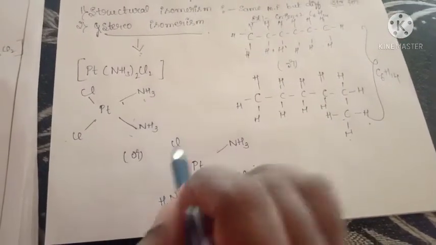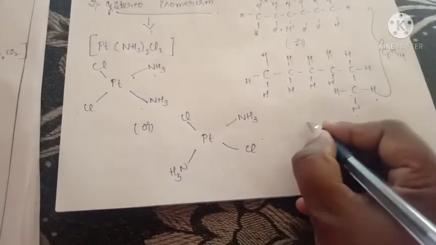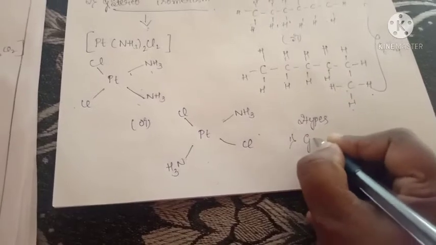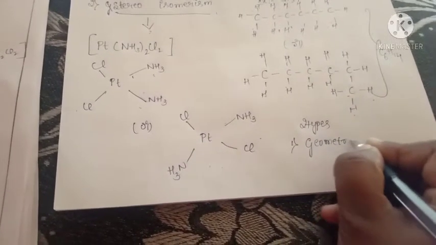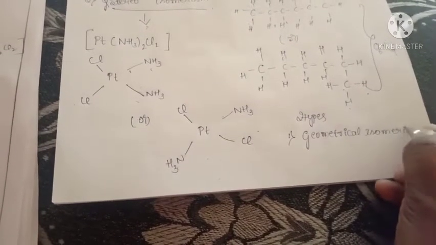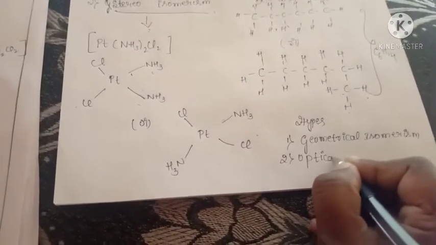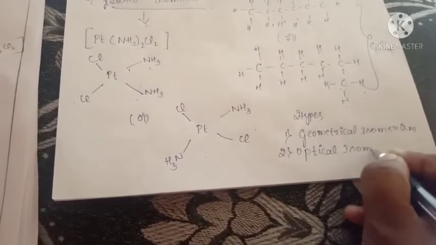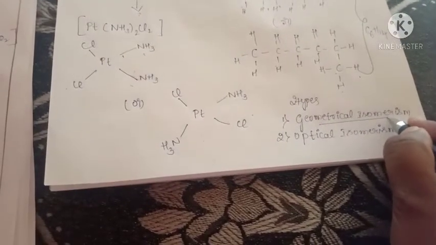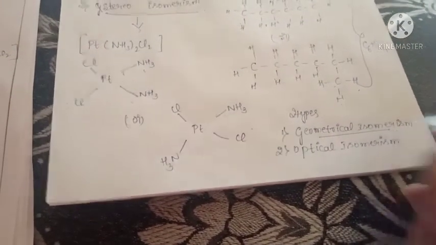Stereoisomers. Stereoisomerism is divided into two types. First one is geometrical isomerism. Next, second one is optical isomerism. Geometrical isomerism, second one optical isomerism. With geometrical isomerism we will explain the cis and trans isomer. Here I am explaining the cis and trans isomer.